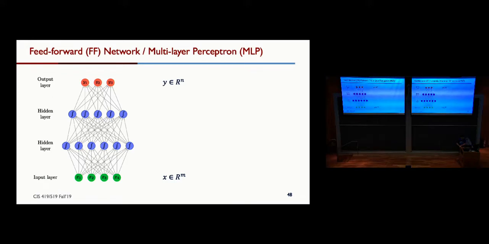So we looked at feed-forward networks or multi-layer perceptrons. So you get an input x. In this case, say it's a vector of size 4, so m here is 4. And you want to generate an output of size 3.